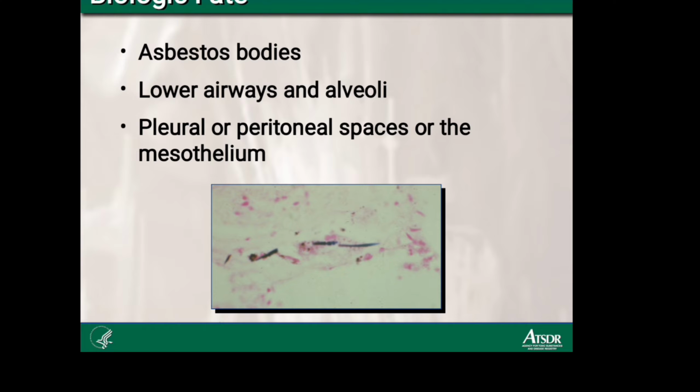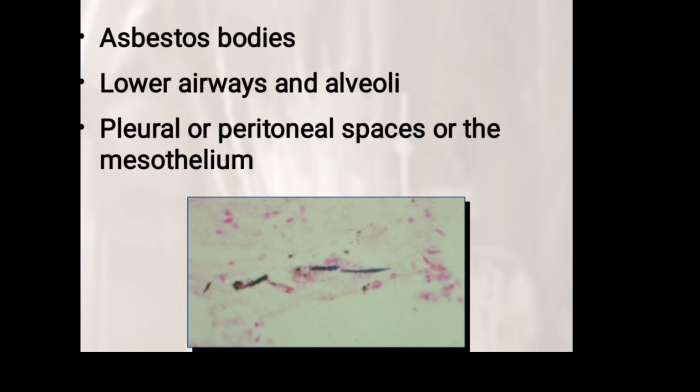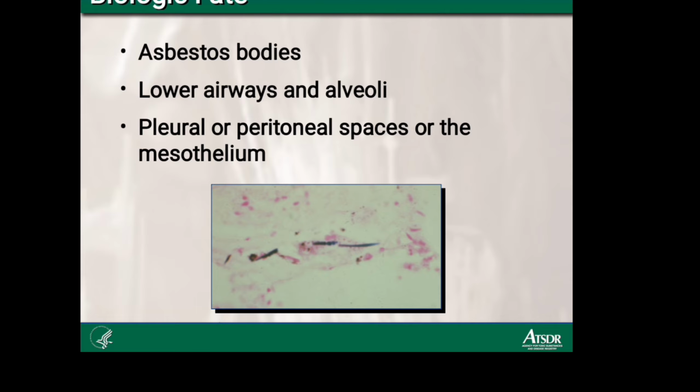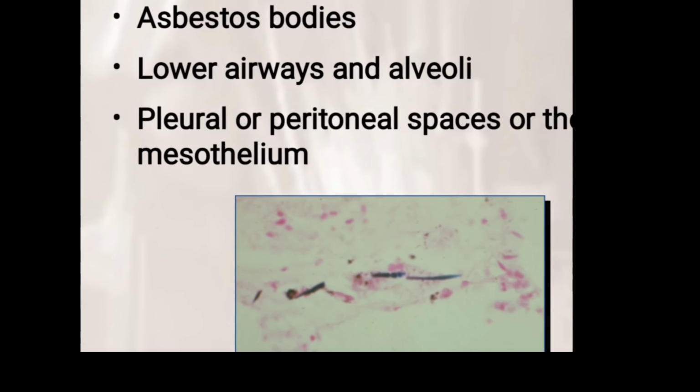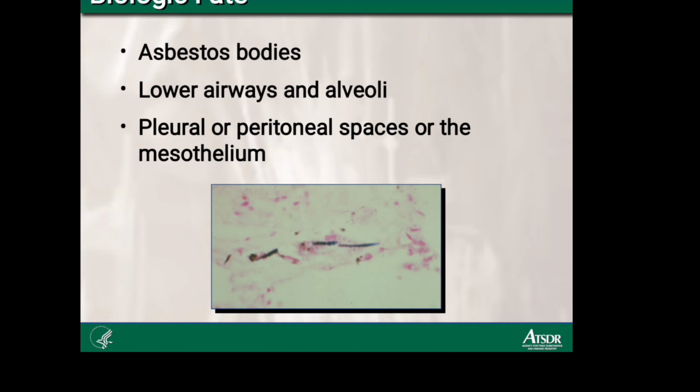Now, biologic fate. If we talk about the biological characteristics of asbestos, so we have asbestos bodies in the lower airways and alveoli. They act on the lower airways and alveoli, and these remain in pleural and peritoneal spaces for mesothelioma.